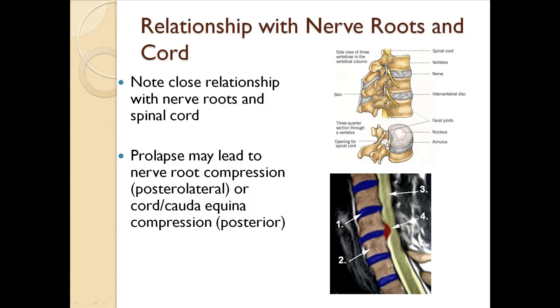Posterior herniation is unusual because of the presence of a very strong ligament behind here, known as the posterior longitudinal ligament. Posterolateral herniation is more common, and a posterolateral herniation may lead to pressure on a nerve root.